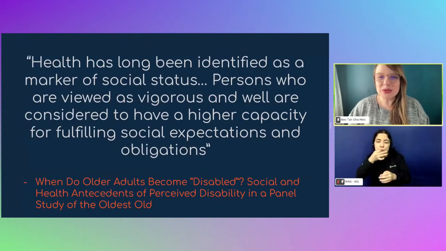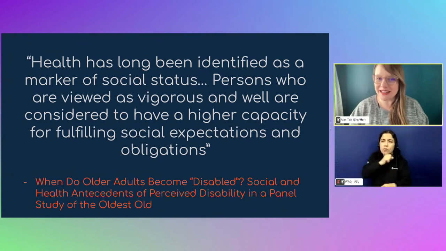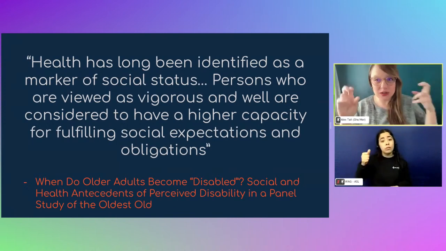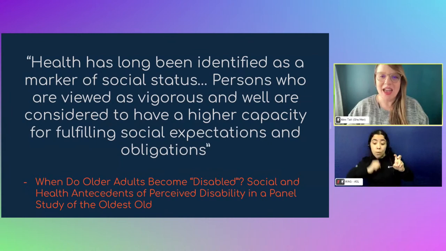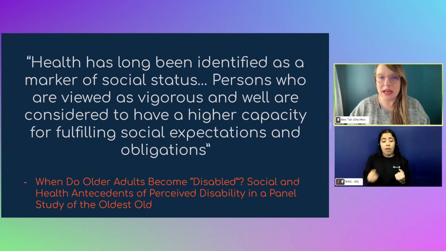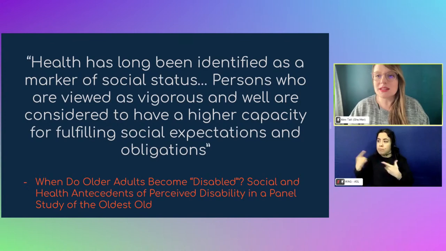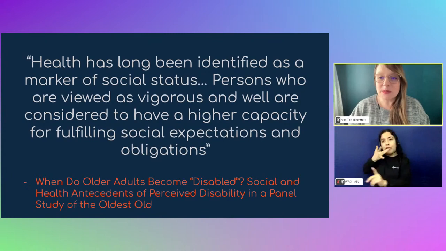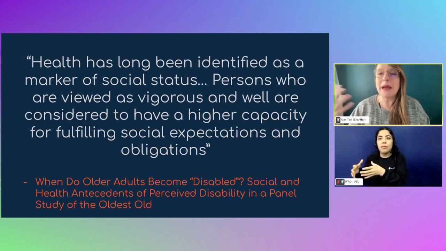The article, When Do Older Adults Become Disabled? Social and Health Antecedents of Perceived Disability in a Panel Study of the Oldest Old. Now, in this case, oldest old refers to folks over 80. It says, health has long been identified as a marker of social status. Persons who are viewed as vigorous and are well considered to have a higher capacity for fulfilling social expectations and obligations. So on a societal level, we have this bias that favors youth, and this impacts people's status and importance in society on a macro level.